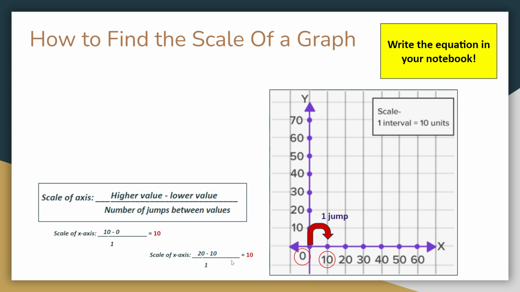Say I picked other different numbers. Say I picked 10 and 20 instead of 0 and 10. Then I would do the higher number 20 minus the lower number 10 divided by the number of jumps between those numbers. In this case, one jump between 10 and 20. So that would also give me 10.